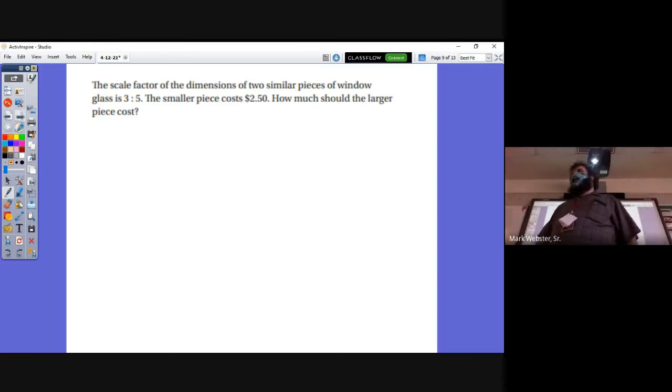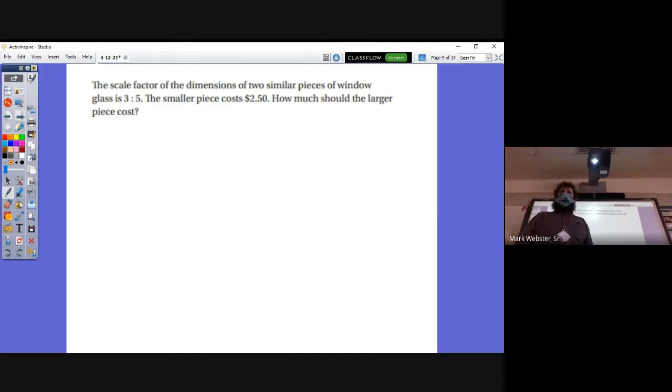Alrighty, so first things first. Again, they're sort of leaving this up to interpretation a little bit, but think about it. If you've got a piece of glass, especially we're talking about window glass, we're talking about price, right? So we should be thinking in terms of area.